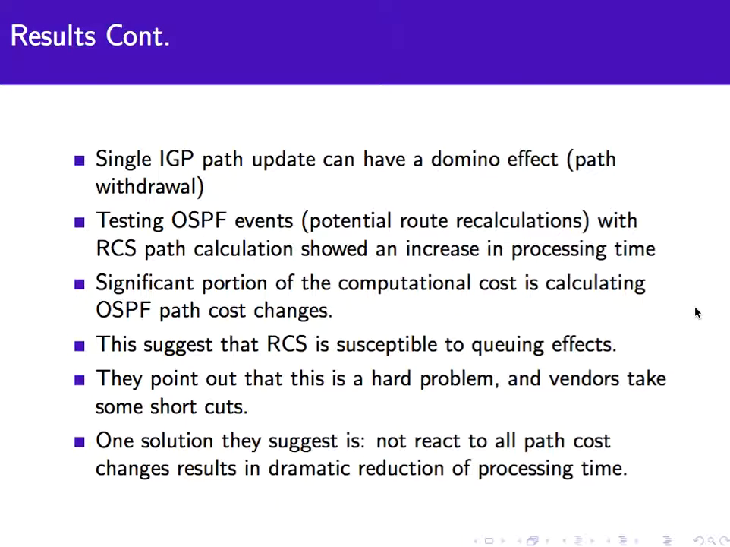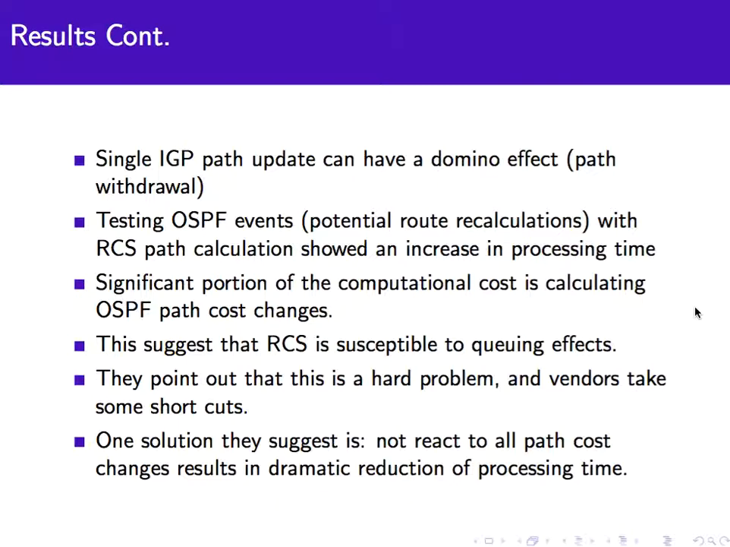So a single IGP path update can have a domino effect. And remember that we're talking about the OSPF floods. For example, a path gets withdrawn, and this can trigger an effect on a neighboring router, which can trigger more effects and so on. And because there is a large number of routers, especially more recently with bigger size networks, this can have a very severe domino effect.